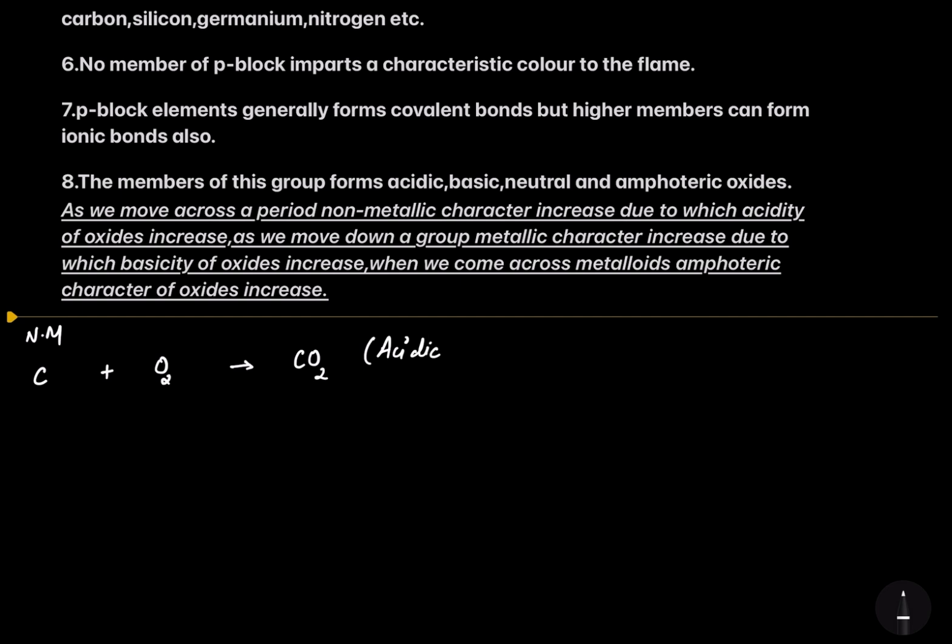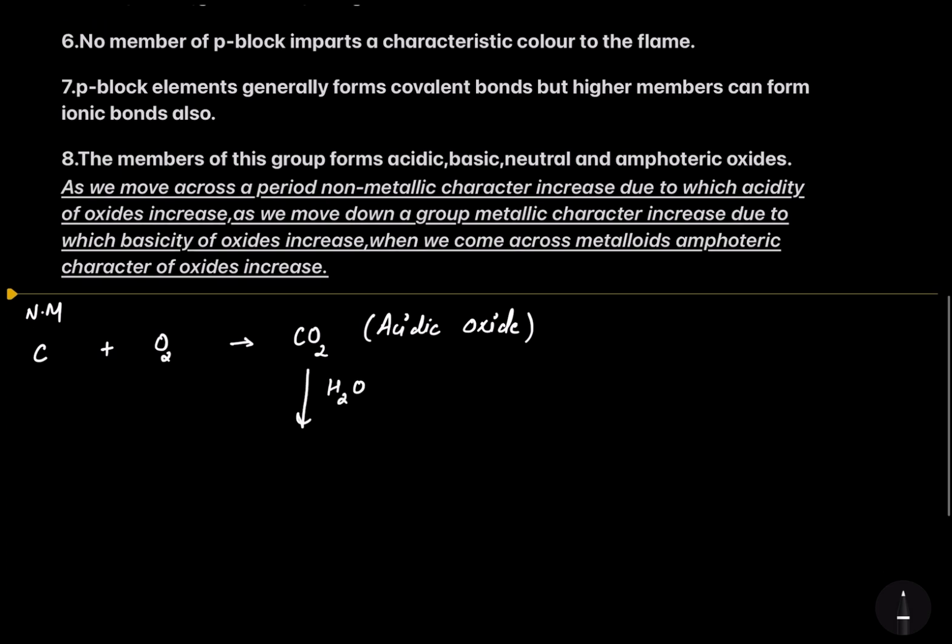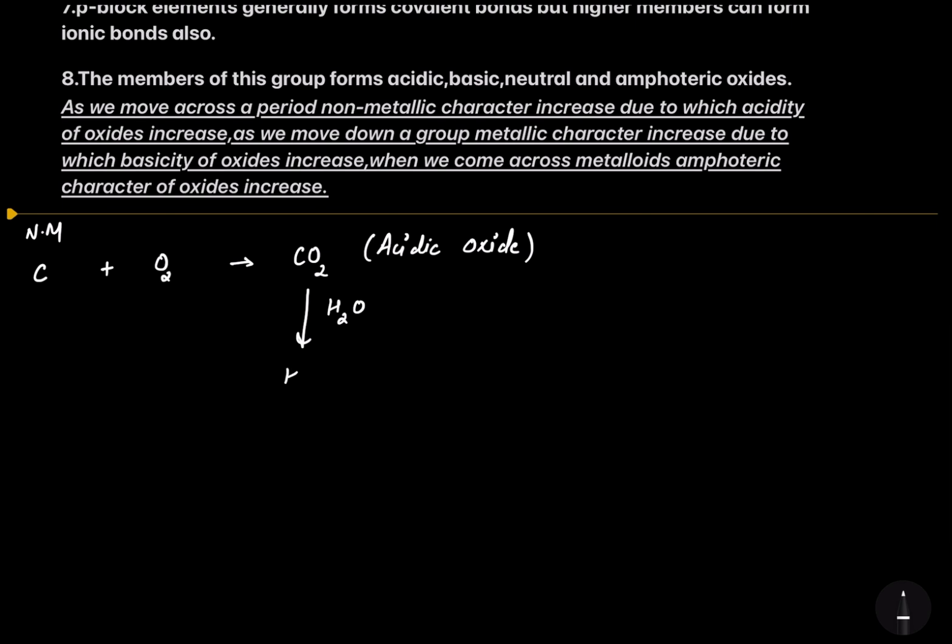How can I say CO2 is an acidic oxide? Because CO2 reacts with water to form an acid, H2CO3, and this acid is called carbonic acid. So CO2 on reaction with water has formed an acid, that's why CO2 is an acidic oxide.